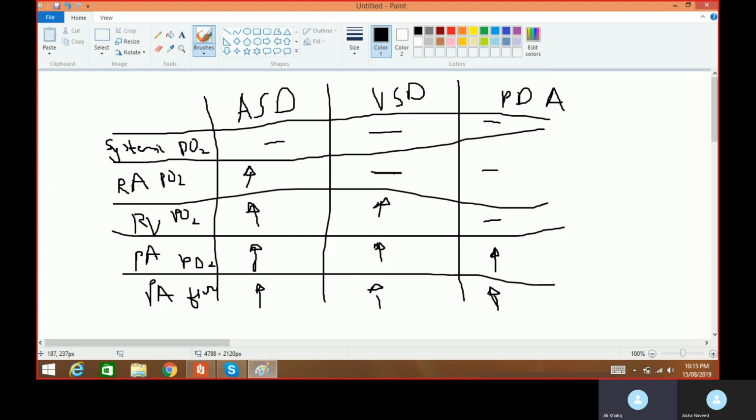So if you are getting a high oxygen saturation starting from the right atrium, it means that the patient has an ASD. Down below, if you are having an increased oxygen saturation starting from the right ventricle, it means it's a VSD. And if you are getting an increased oxygen saturation starting from the pulmonary artery, it means it's a PDA. Got it.